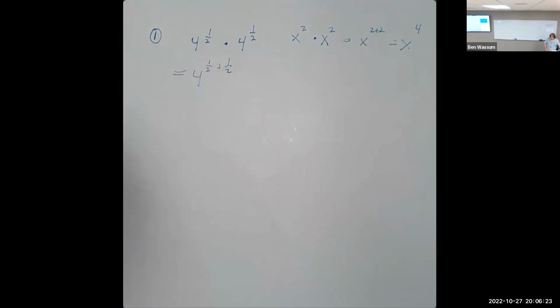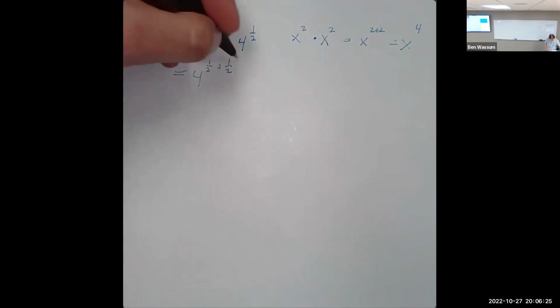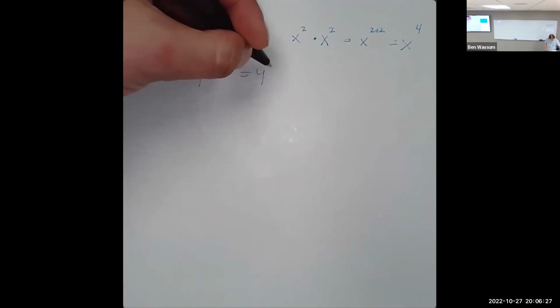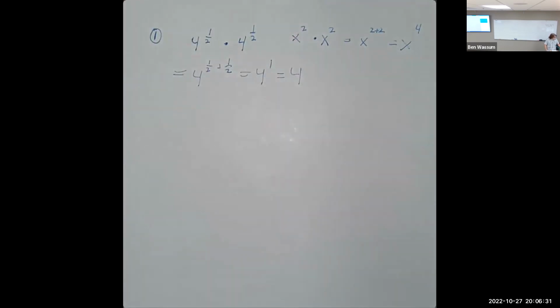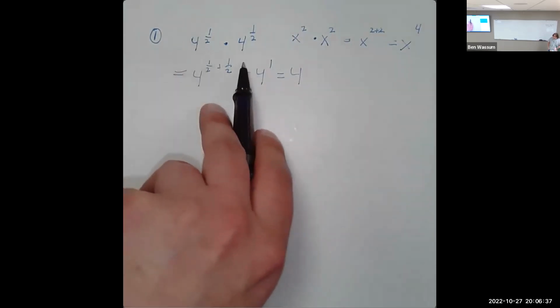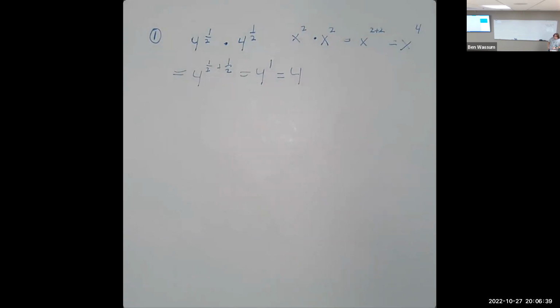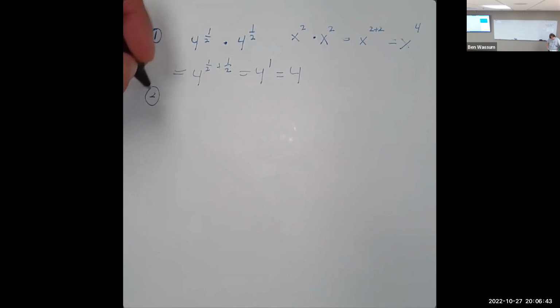What's a half plus a half? 1. I'll just have that as an in-between step for funsies. It's just a 4, right? This is saying I have half of a 4 times half of a 4, kind of, sort of. Not bad, not bad. Okay.